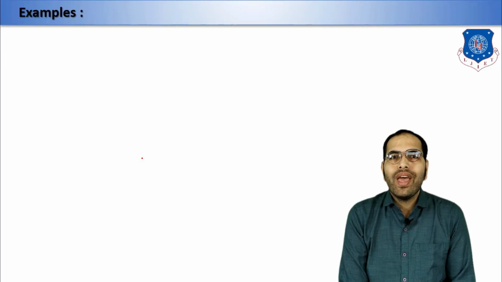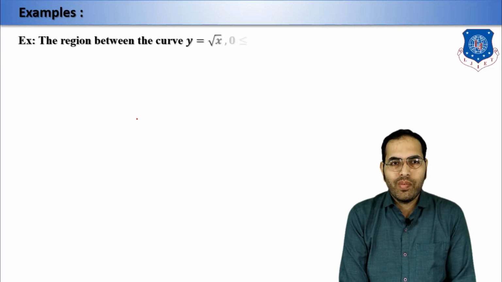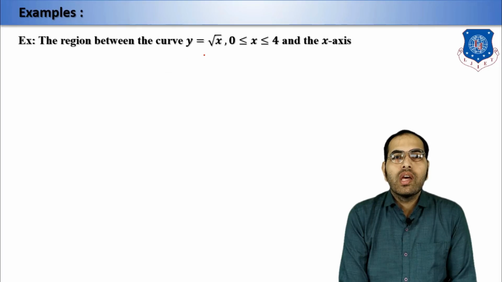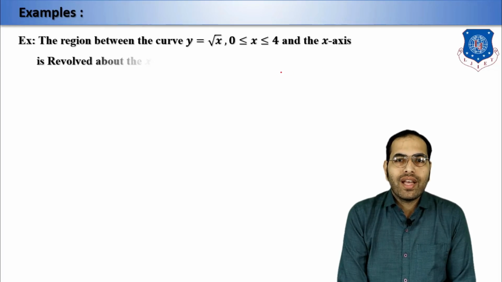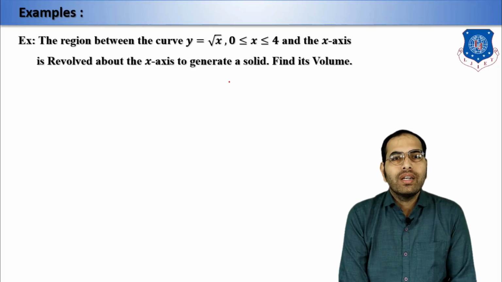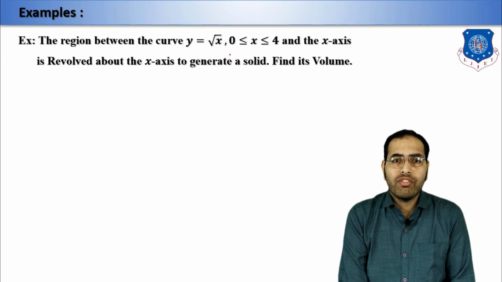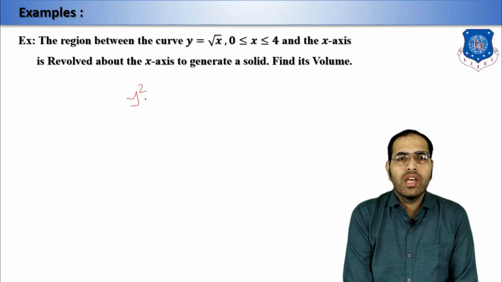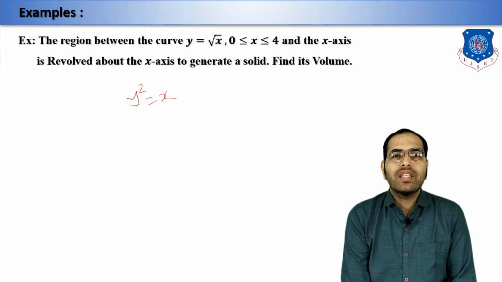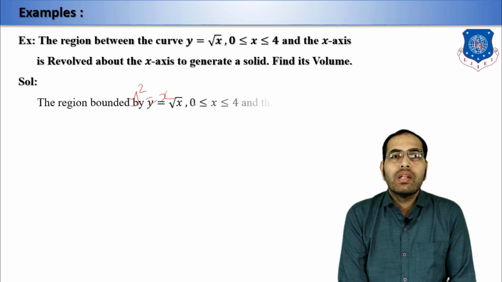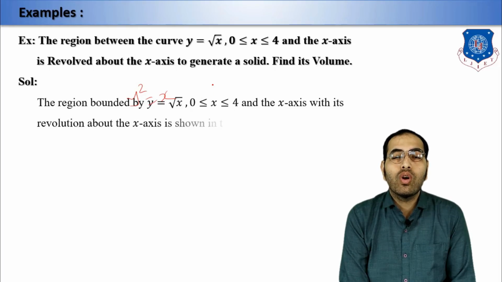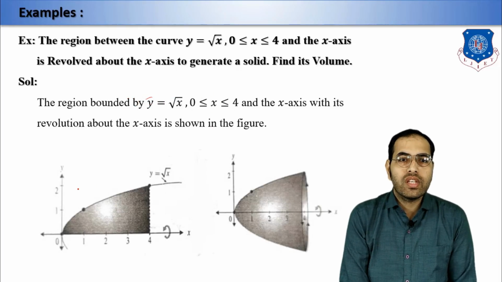Let's see one example based on this method. The region between the curve y equal to square root of x, where x varies from 0 to 4, and the x-axis is revolved about the x-axis to generate a solid. Find its volume. Firstly, here we have the curve y equal to root x. Squaring that equation gives y square equal to x, which is the equation of a parabola, and our region lies between 0 and 4. Let's see the region.